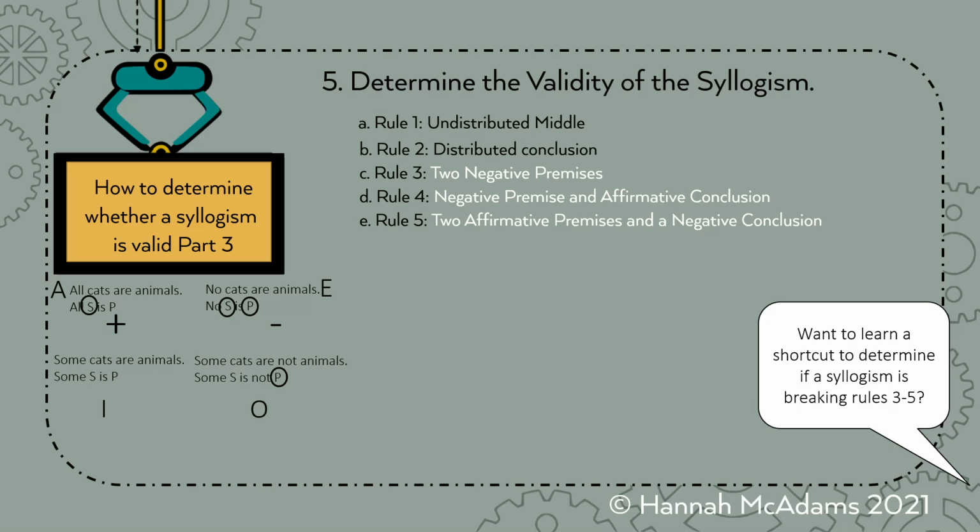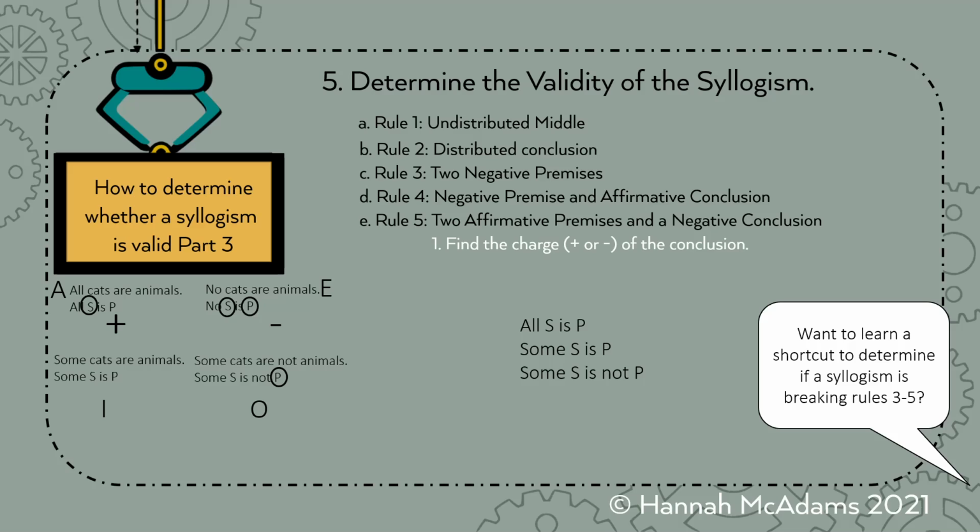Yes. Oh, okay. So do you want to learn a shortcut to determine if a syllogism is breaking rules 3 through 5? Yes. Okay. So I didn't put words in, but we're just going to do this. All S is P, and we're not going to worry about the distributed rules. We're not going to worry about the undistributed middle or the distributed conclusion. We're just going to look at this. So all S is P, some S is P, some S is not P.